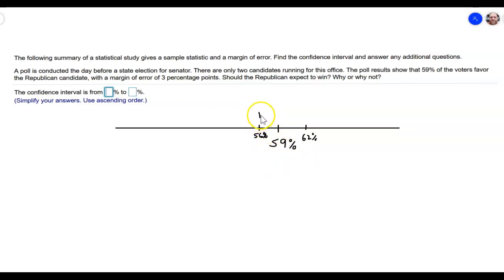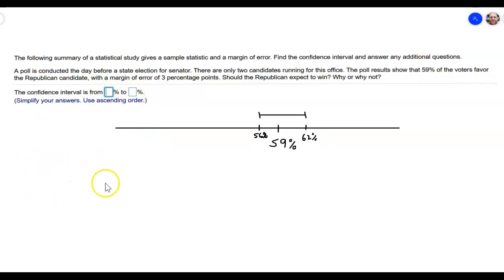So this is the interval that I'm expecting the population average to be when they actually go to the poll. Because remember, I'm not testing the entire population. I'm only testing a small portion of that population, and then I am trying to get an idea of what percentage the entire population is going to vote. So I'm pretty confident that the entire population is going to vote somewhere between 56% and 62%. So that's what I'm going to answer here, somewhere between 56% and 62%.